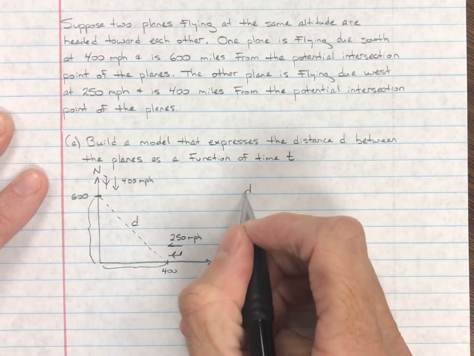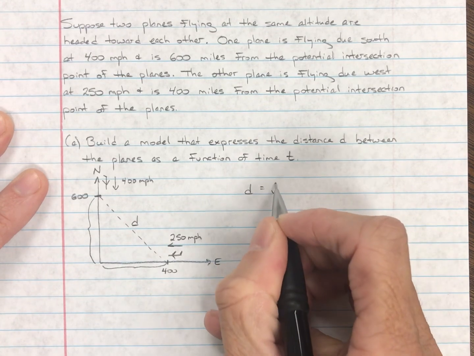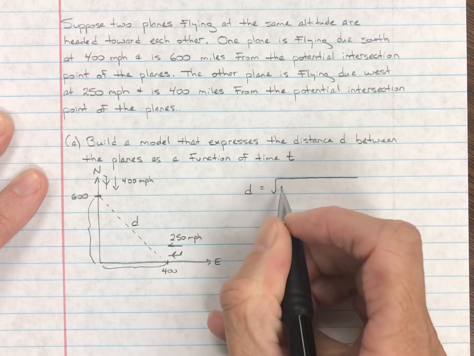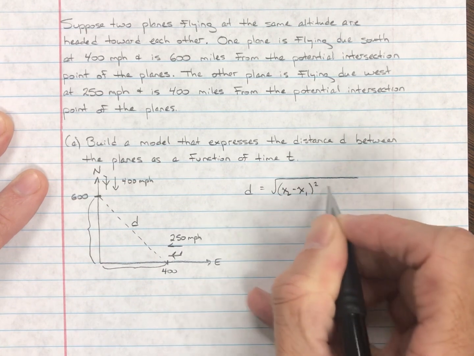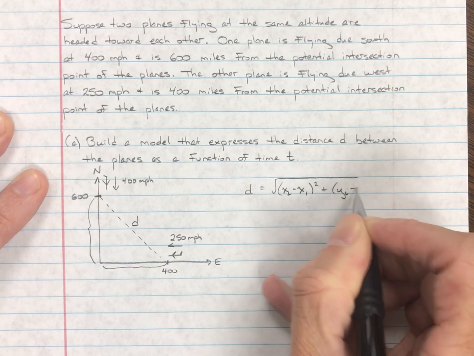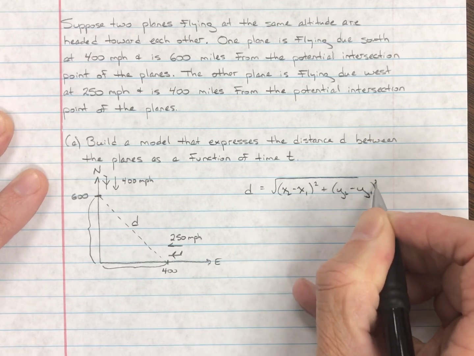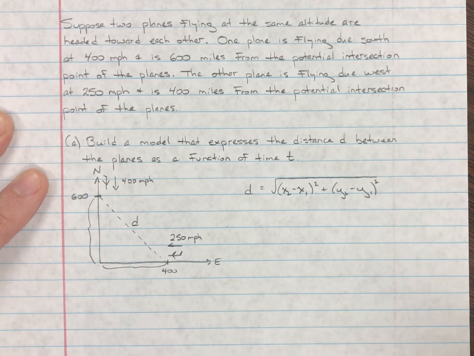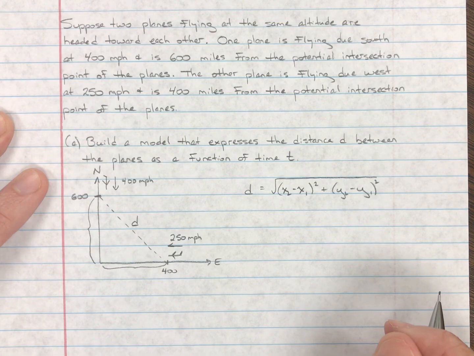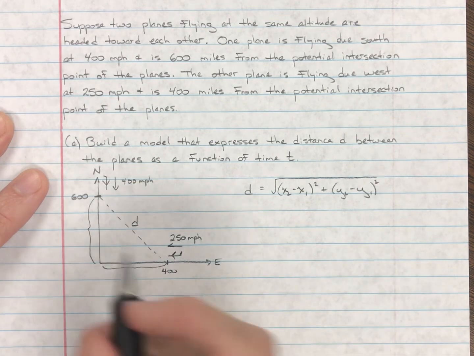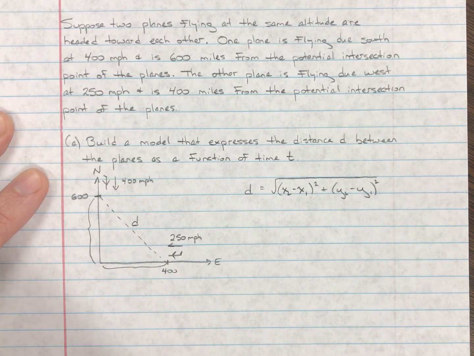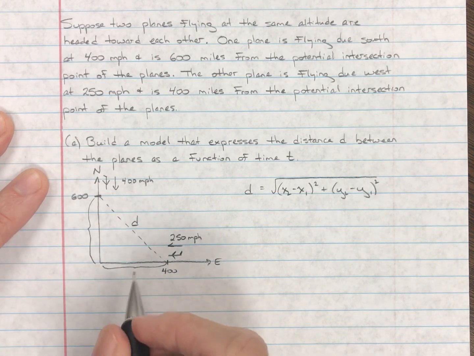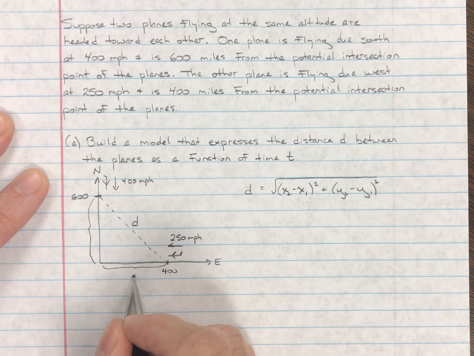So what do I know? Well, I know the distance formula. The distance is equal to the square root of x2 minus x1, the quantity squared, plus y2 minus y1, the quantity squared. We're going to have to use that somehow. What is that distance? Well, the distance is changing. Now, what is this length?